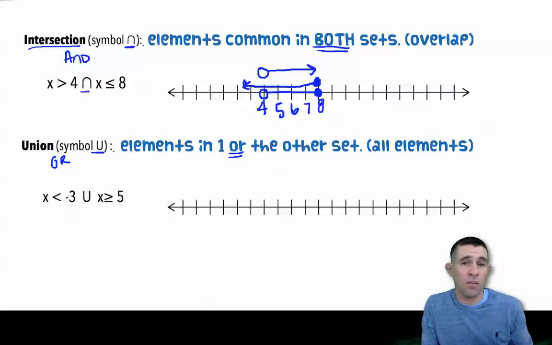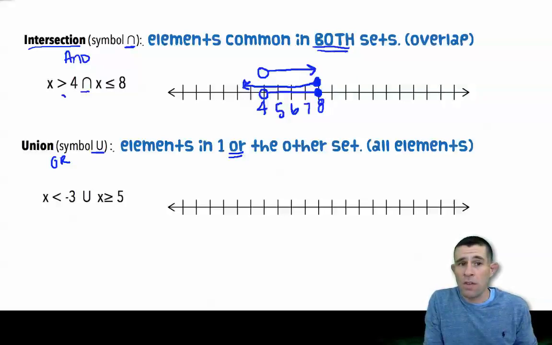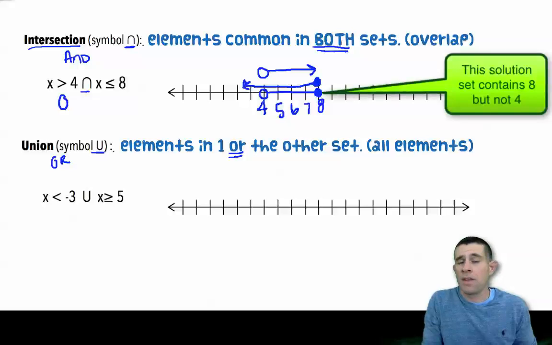Now, you'll also recall from earlier math classes that anytime we want something greater than or less than, we are going to have an open circle. And anytime we have something that's less than or equal to, or greater than or equal to, we're going to have a closed circle, indicating that it can be equal to that value.